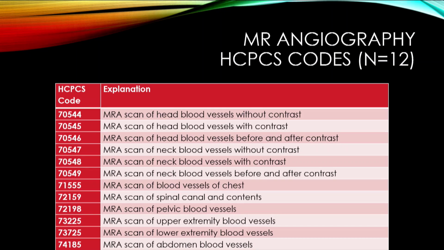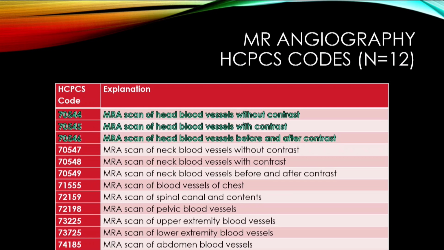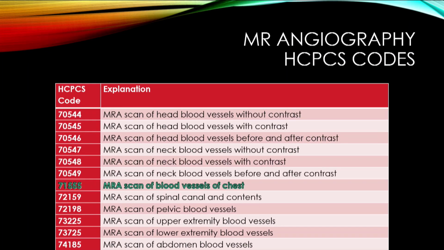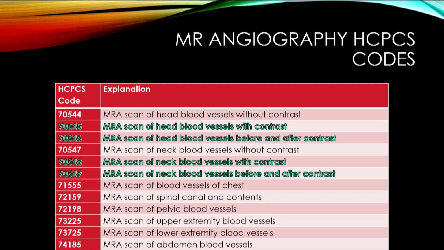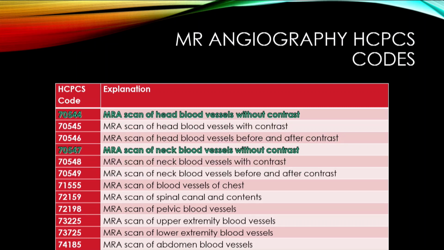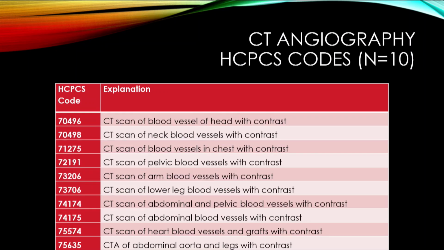MRA has 12 billing codes, and we can look at MRA of the head, MRA of the neck, chest, body, and extremities. We can also look at the use of contrast in the head and compare that with non-contrast use in the head and neck. CTA has 10 similar codes throughout the body, and of course they're all with contrast.